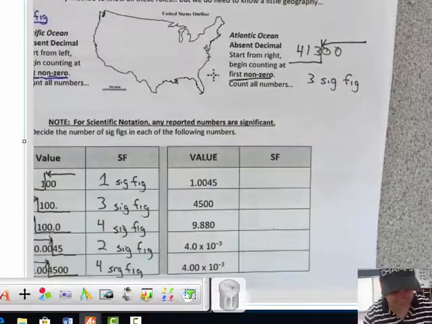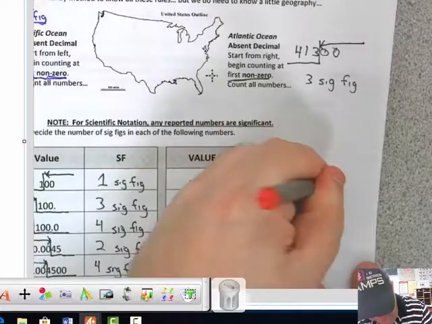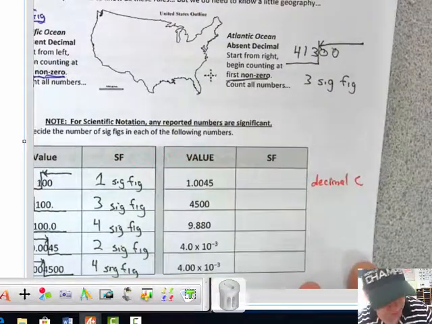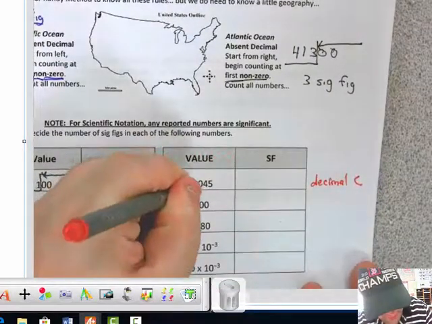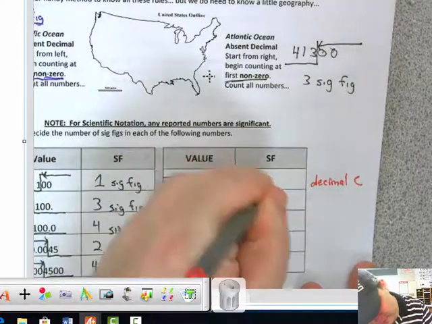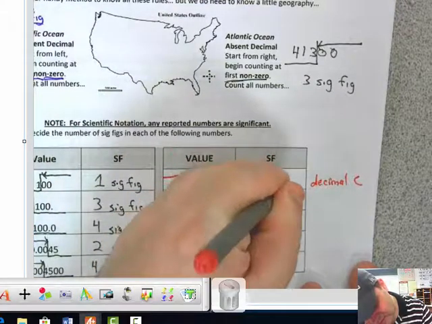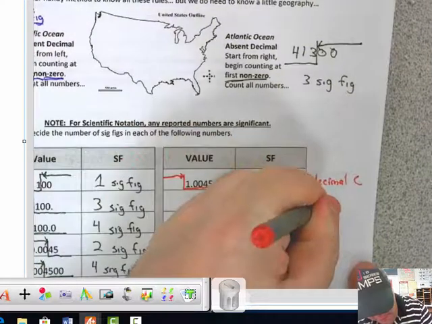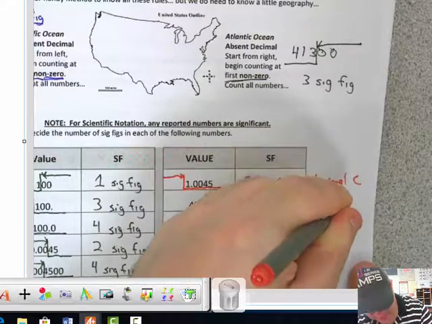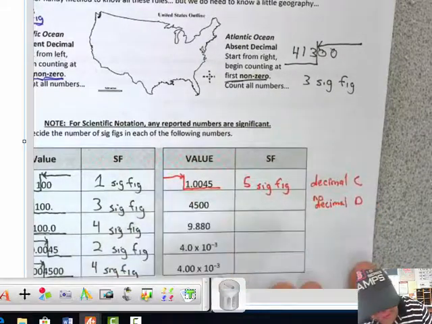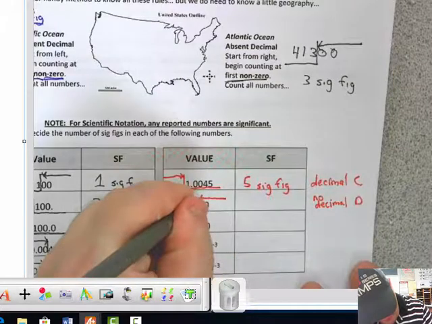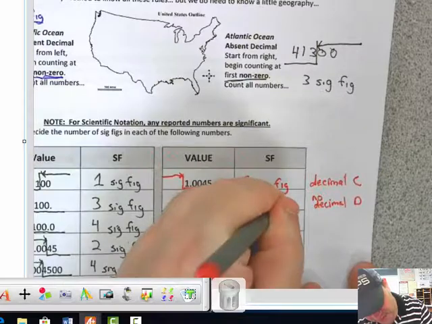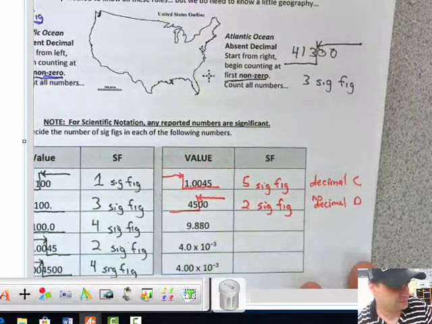This is a decimal. This is rule C. Middle zeros count, so you stop at the 1 and underline. 5 significant figures. This is no decimal. This is rule D. It has trailing zeros because it trails the number. So we go this way. And this one has 2 significant figures.